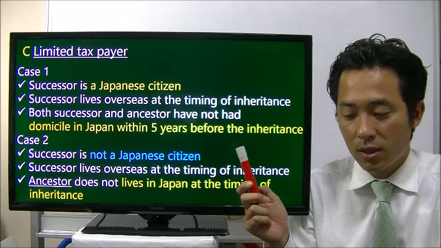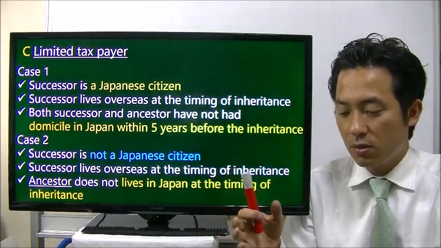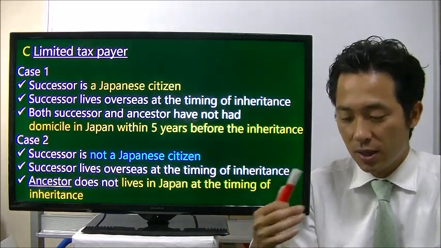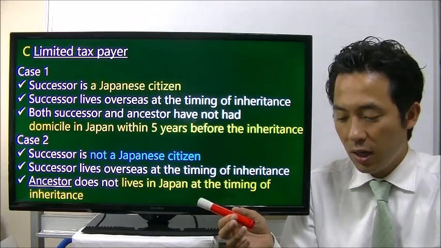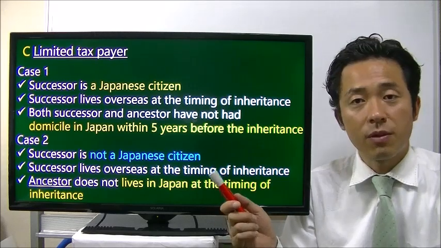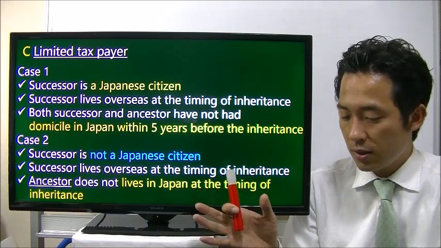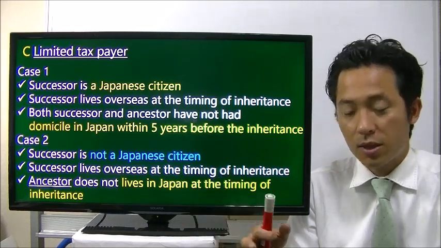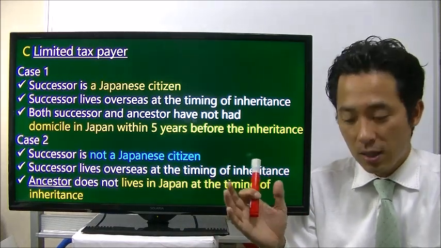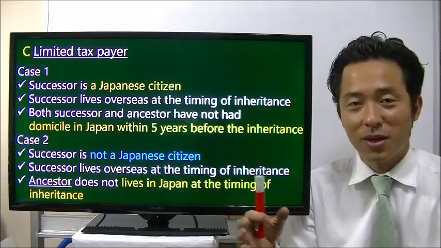The first case is you are Japanese, and the successor lives overseas at the time of the inheritance, and both successor and ancestor have not had an address in Japan within 5 years before the inheritance. Case 2 is the successor is not a Japanese citizen and lives overseas at the time of the inheritance, and the ancestor does not live in Japan at the time of the inheritance. It's maybe very complicated.